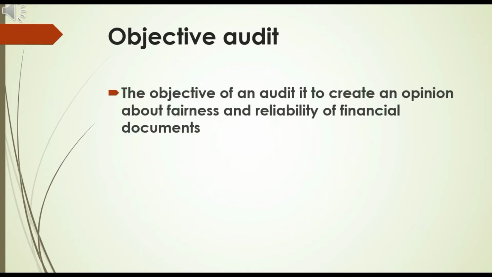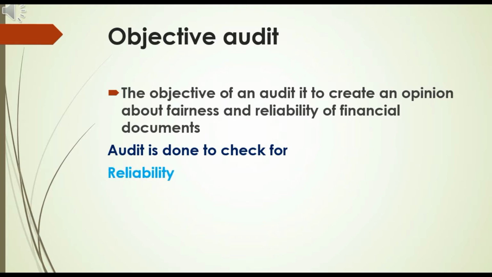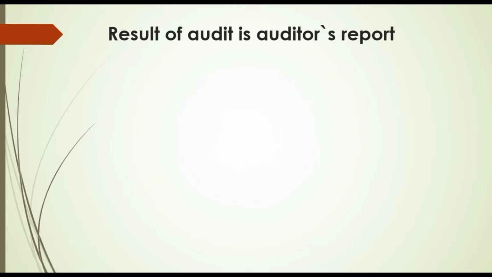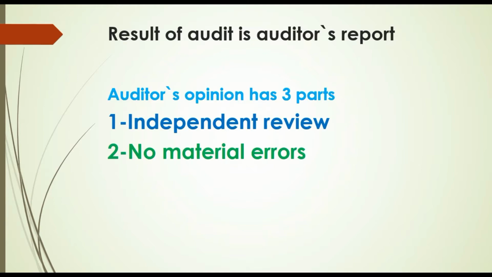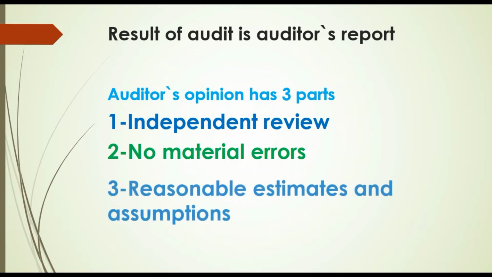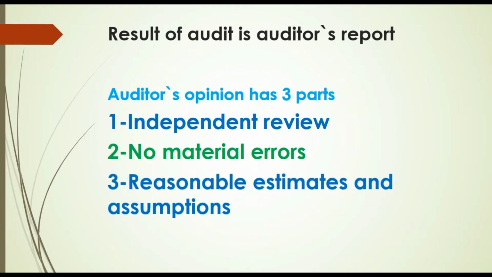The objective of an audit is to create an opinion about fairness and reliability of financial documents. Audit is done to check for reliability, material errors, accuracy of figures. Result of audit is auditor's report or opinion. Auditor's opinion has three parts: independent review, assurance that there is no material errors, reasonable estimates and assumptions.